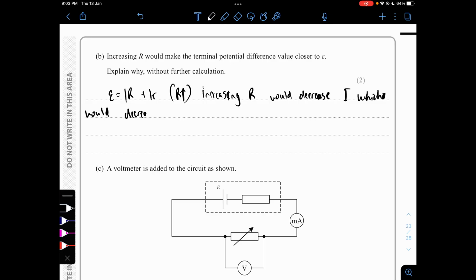decrease what? Decrease IR. And because it decreases IR, this means that the PD, potential difference, is closer to our E. 1 mark for this, increasing R would decrease I. 1 mark that decreasing IR, so PD is closer to our E.